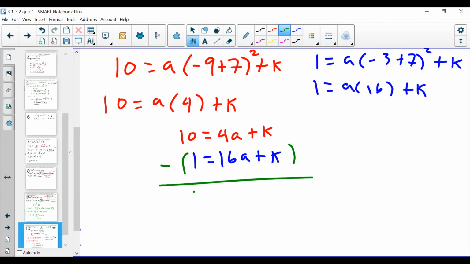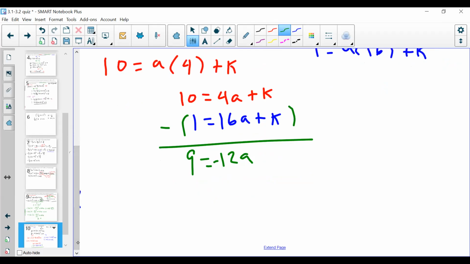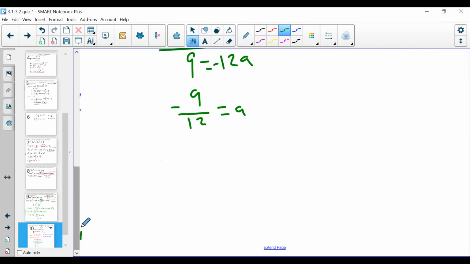10 minus 1 is 9. 4 minus 16 is -12a. The k's cancel out. I can divide by -12, and I get 9 over -12 equals a, which reduces to -3/4. So a is -3/4. All right, so a is -3/4.